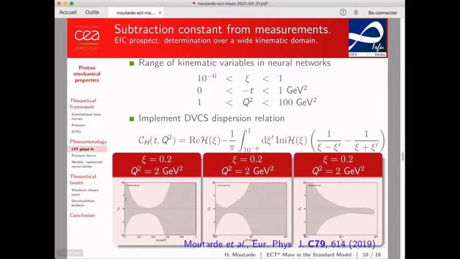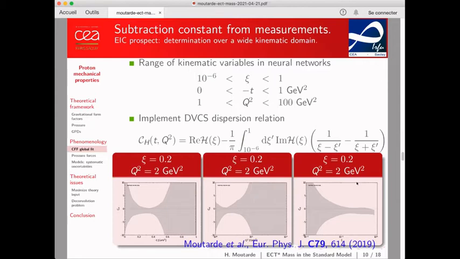And now we look at the subtraction constant here, and I will show you the subtraction constant depending on T, and this is the leftmost plot, or Q squared, and this is the plot in the middle, or Xi, and this is the plot on the right. I apologize for the apparently stupid copy and paste mistake, but here, for the kinematics, I consider Q squared is 2 GeV squared, Xi is 0.2, and T is minus 0.3 GeV squared, which does not appear here because of this copy and paste.